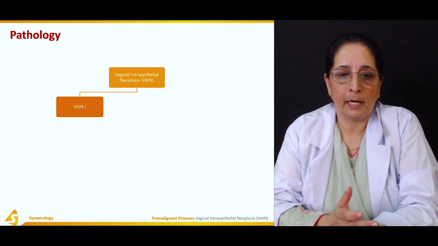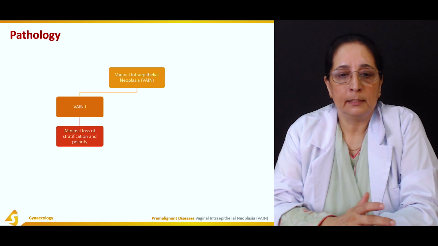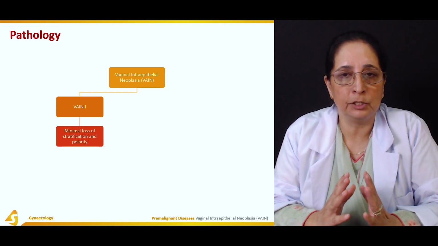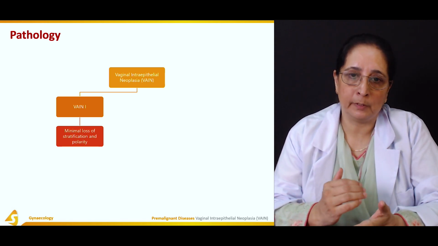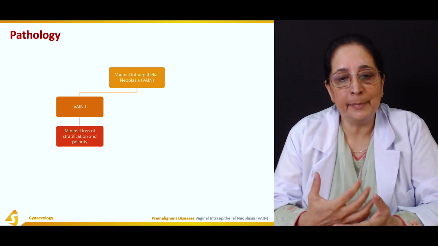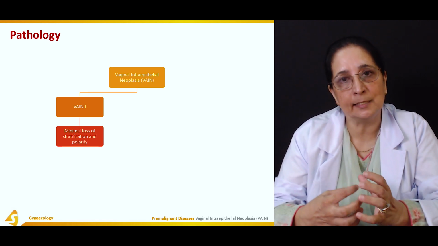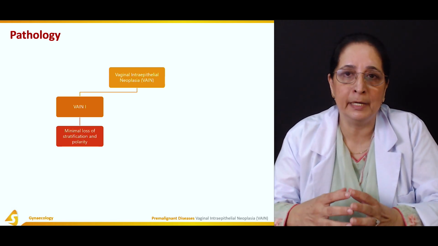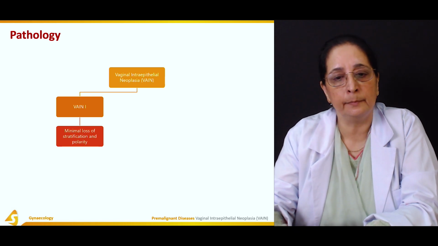Then what's the pathology of vaginal intraepithelial neoplasia? It's again type 1, vaginal intraepithelial neoplasia 1. Like we said in the vulval intraepithelial neoplasia, in type 1 there was mild cellular atypia. So same in the vaginal intraepithelial neoplasia type 1, there is minimal loss of stratification and polarity. Polarity keeps the cells together. Stratification is the regular growth pattern of the cells. So it's minimum loss. It's not as bad as when it slowly starts progressing in type 2 and type 3.